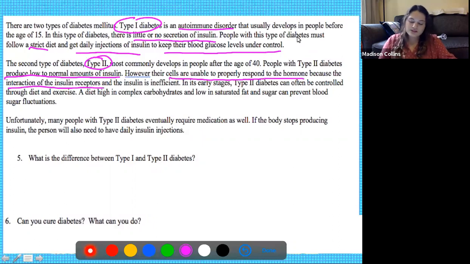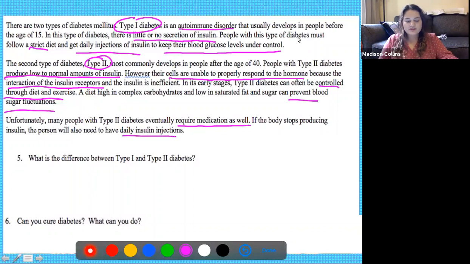In its early stages, type 2 diabetes can often be controlled through diet and exercise. A diet high in complex carbohydrates and low in saturated fat and sugar can prevent blood sugar fluctuations. Unfortunately, many people with type 2 diabetes eventually require medication as well. If the body stops producing insulin, the person will also need to have daily insulin injections.